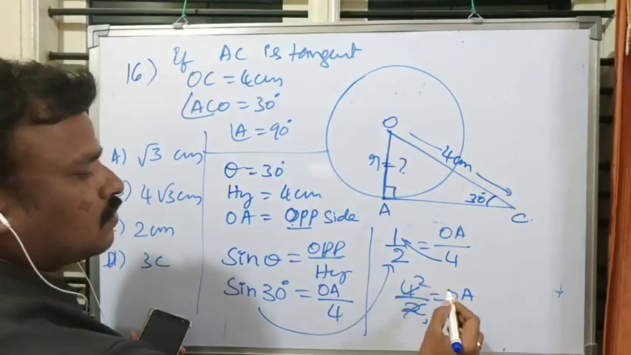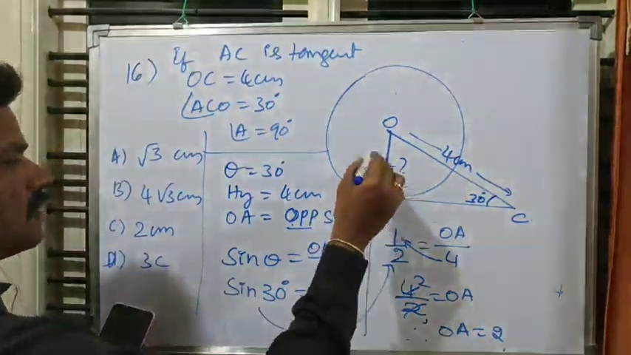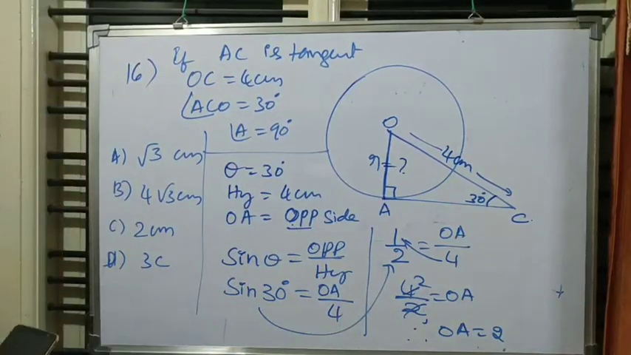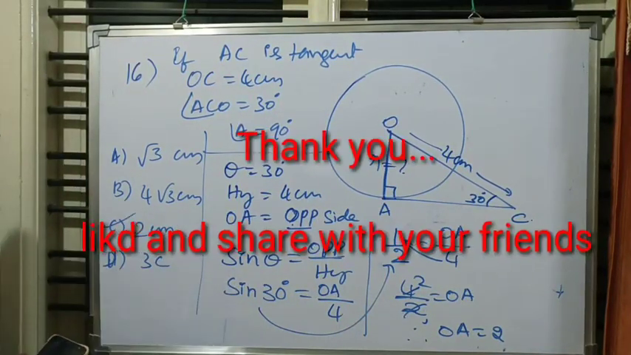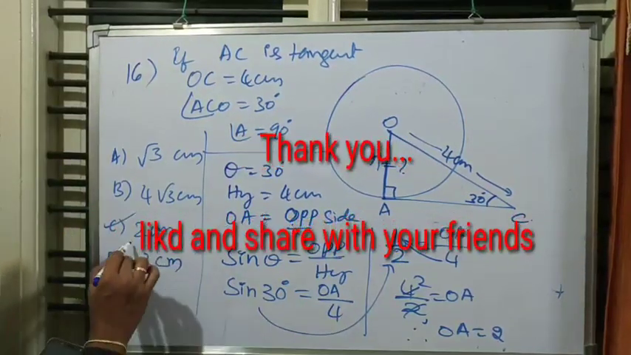Now 2 ones are 2, 2 twos are 4. Therefore OA equals 2. So the radius OA equals 2. Among the given options, C is the right answer. Radius is equal to 2 centimeters.